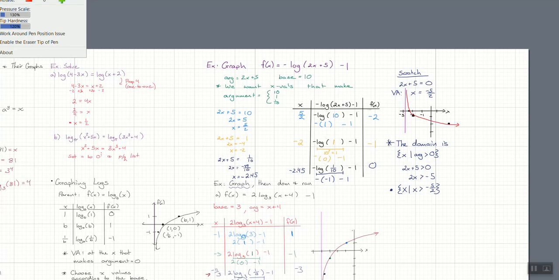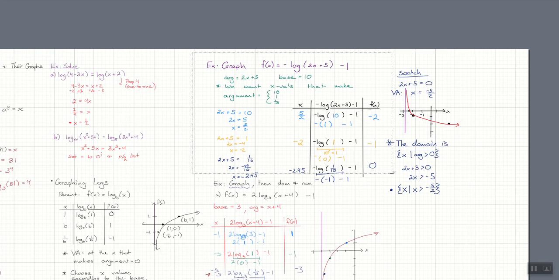Graphing logs seems okay, seems awful. Where would you guys put it right now?